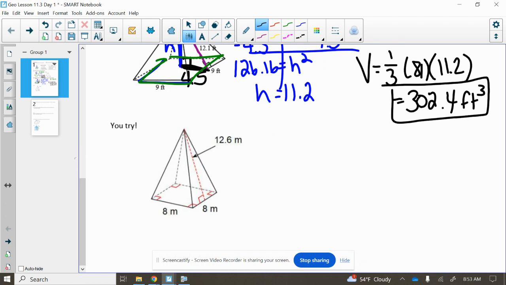So now there is one for you to try. Again, you are going to start off on this one by first calculating what your height is of the pyramid, and then calculate the volume.